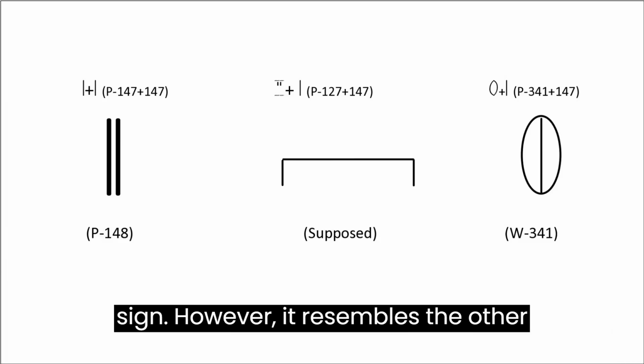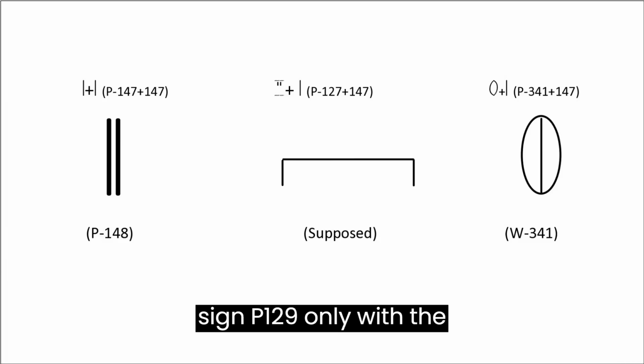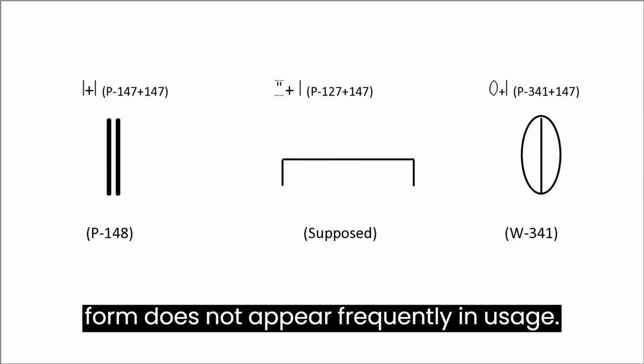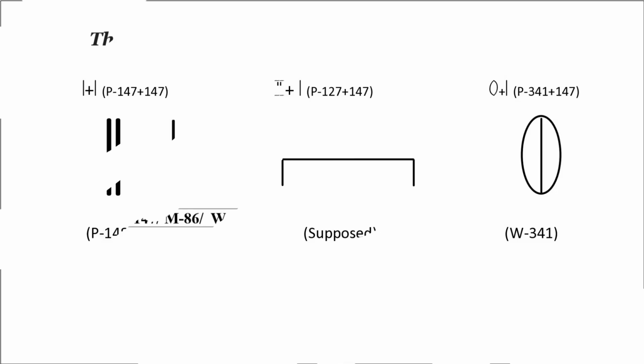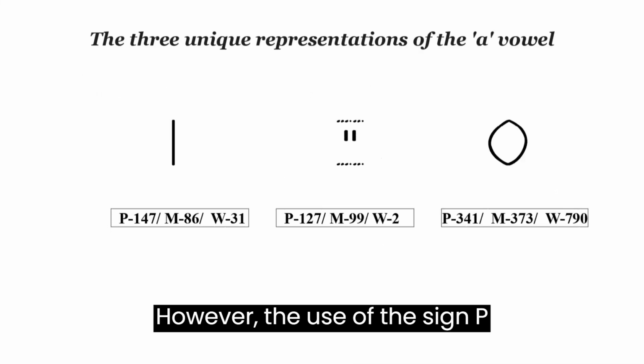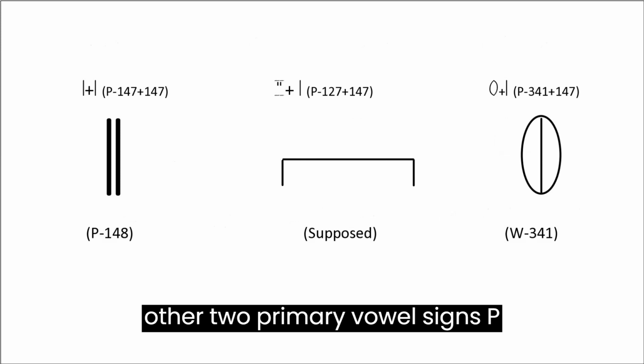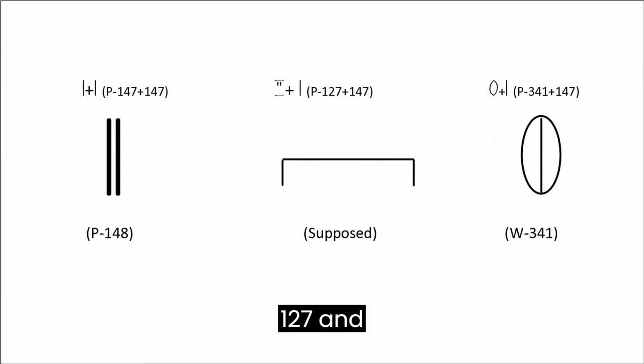However, it resembles the other sign P 129, only with the difference of space, and therefore, this form does not appear frequently in usage. However, the use of the sign P 147 as a modifier with the other two primary vowel signs P 127 and 341 is evident.